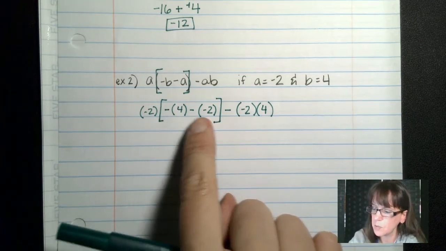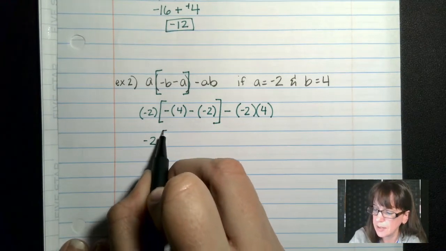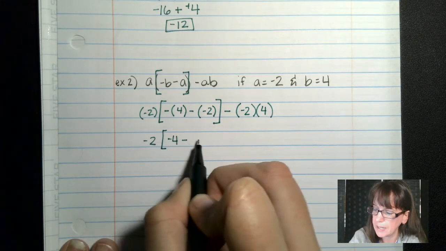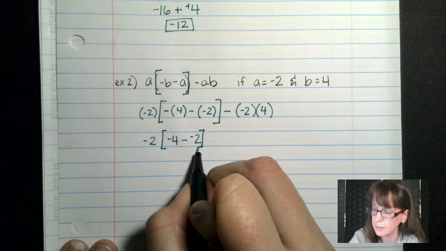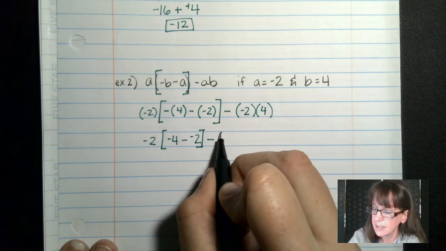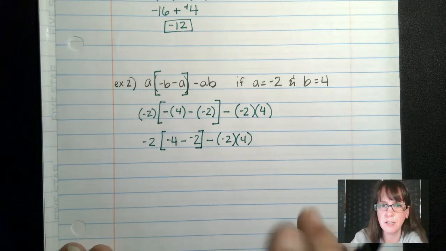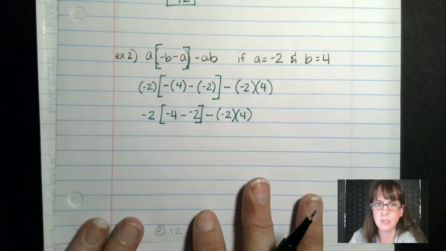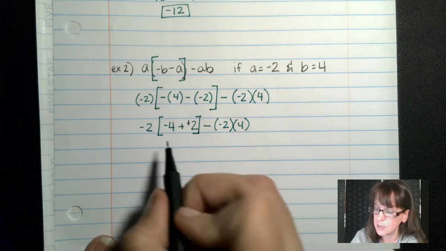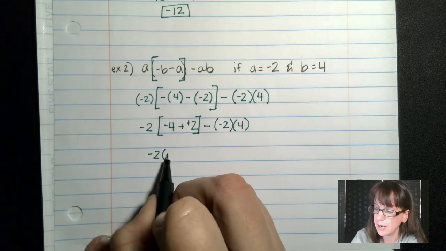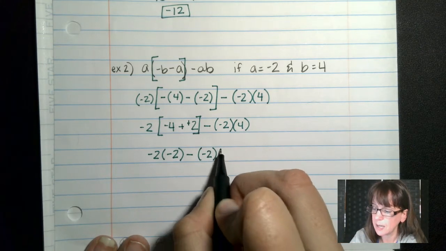All right, let's see. Inside our parentheses, so let's clean this up. We have -2, and then we have -4 minus -2. Again, I'm very distinct on my subtraction versus my negative, minus -2 times 4. So over here, we're going to do the stuff that's in those brackets first, or in the parentheses, the grouping first. We're going to add the opposite, and so that gives us -2 times -2 minus -2 times 4.